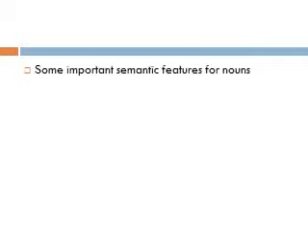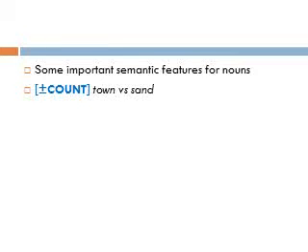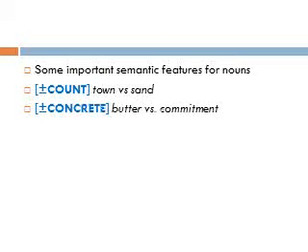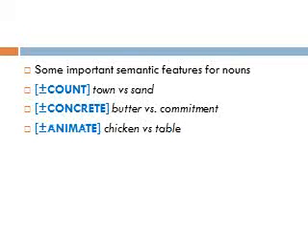Some important semantic features for nouns, for example, would be plus or minus count. So town as a countable noun versus sand, minus count, because of course it's uncountable. Minus or plus concrete. So we have butter versus commitment, for example. Butter plus concrete, commitment minus concrete.